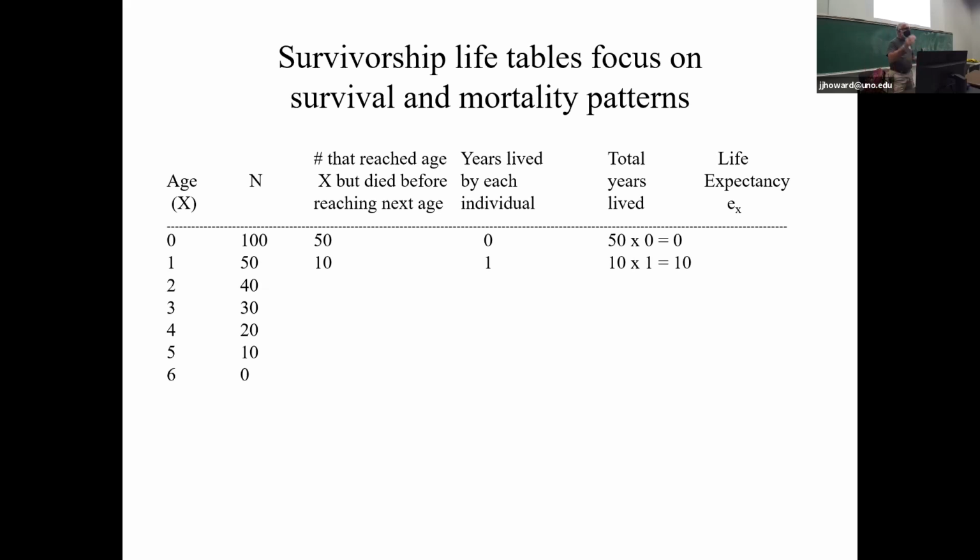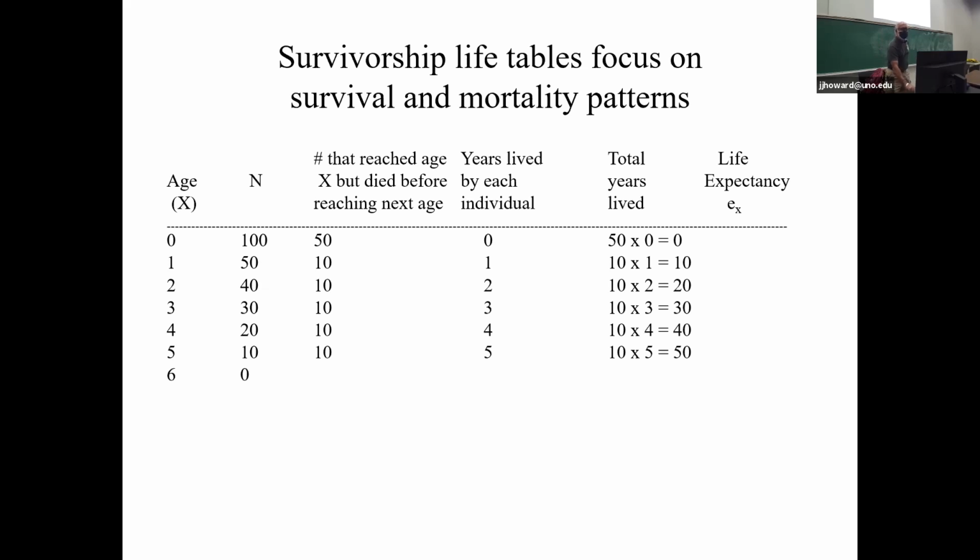All right, how many individuals lived 2 years, but not 3? 10, yes, exactly. 40 individuals lived to the age of 2, and only 30 of them lived to 3. So that means that 10 of them lived 2 years, but not 3. Each of them lived 2 years, there are 10 of them, so they lived a total of 20 years.